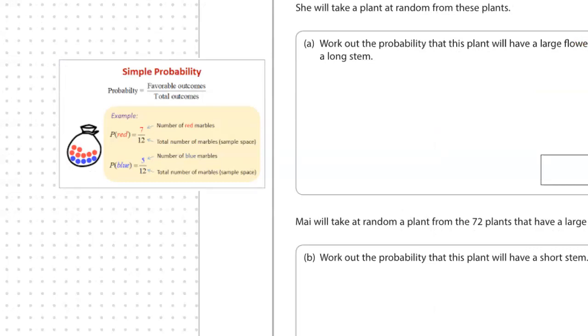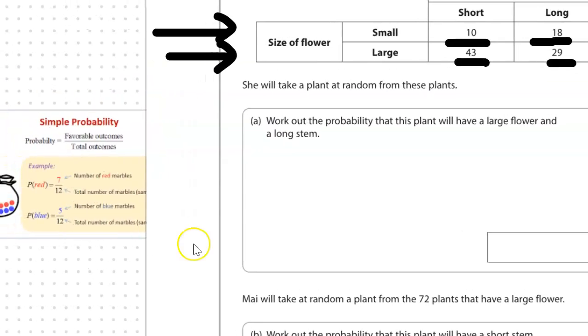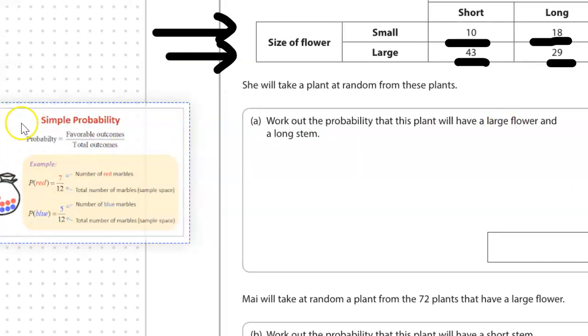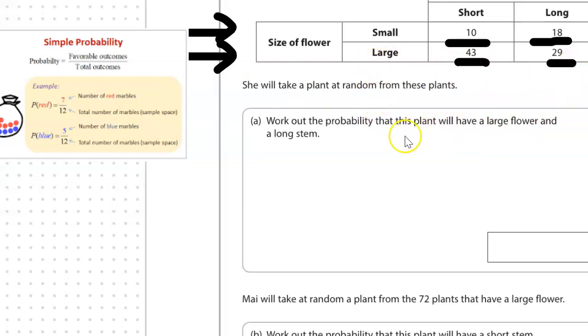Probability can be expressed as favourable outcomes over total outcomes. So in this example, our favourable outcomes would be large flower and long stem. So we have favourable outcomes over total outcomes, large flower and long stem. There are 29 of those. So that's the favourable outcomes.